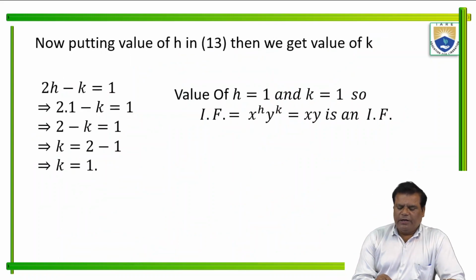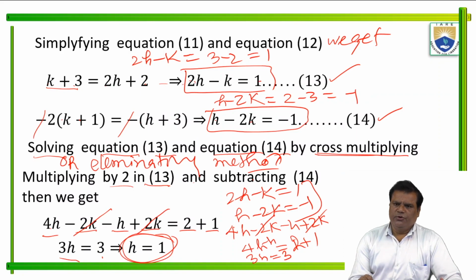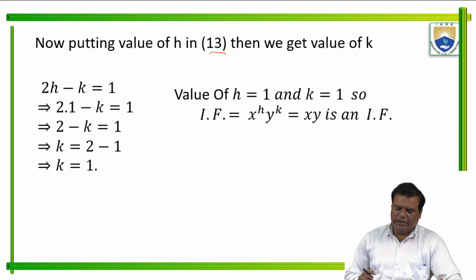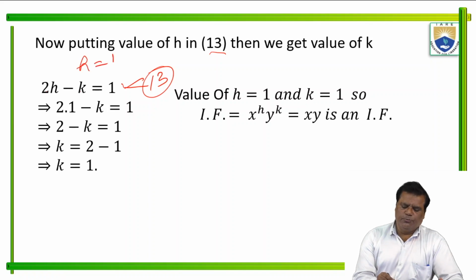Next, now putting the value of h in equation 13. Which is 13? It is 2h minus k equal to 1. Putting h equal to 1, we get 2 into 1 minus k equal to 1, so 2 minus k equal to 1. Taking k to this side and 1 to the other side, k equal to 2 minus 1. So k is also 1.